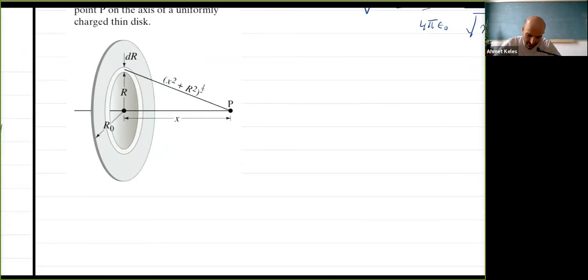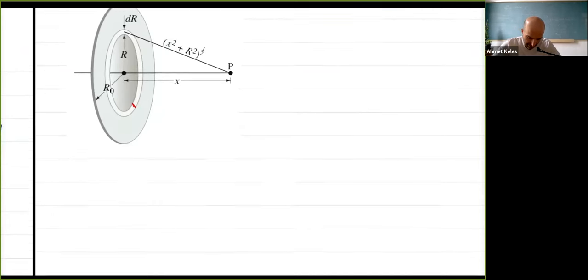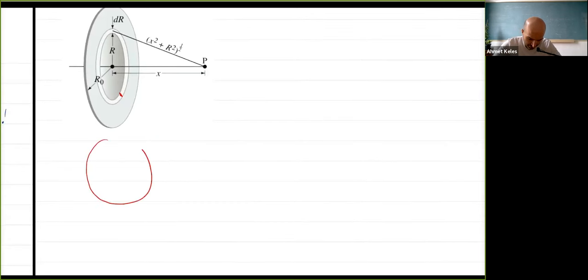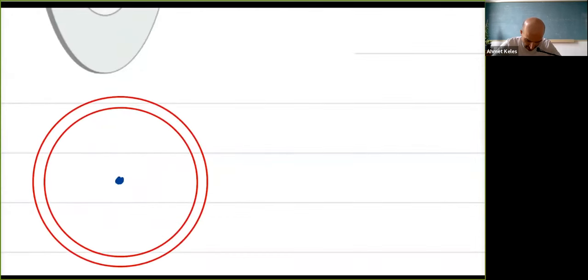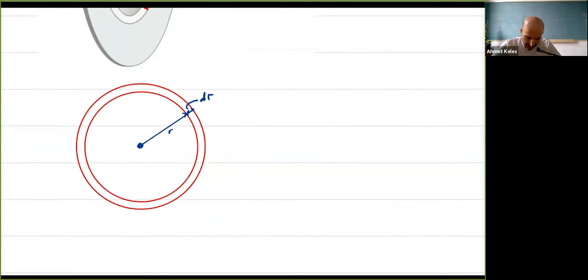This ring has a width. Maybe I can draw a ring like this, and I can draw a concentric ring, something like that. There is a center somewhere, there is some radius R, and there is some width of this radius, which we call dr. If I multiply the width dr with the circumference, which is 2 pi r, I get the area here. This area is what I need.